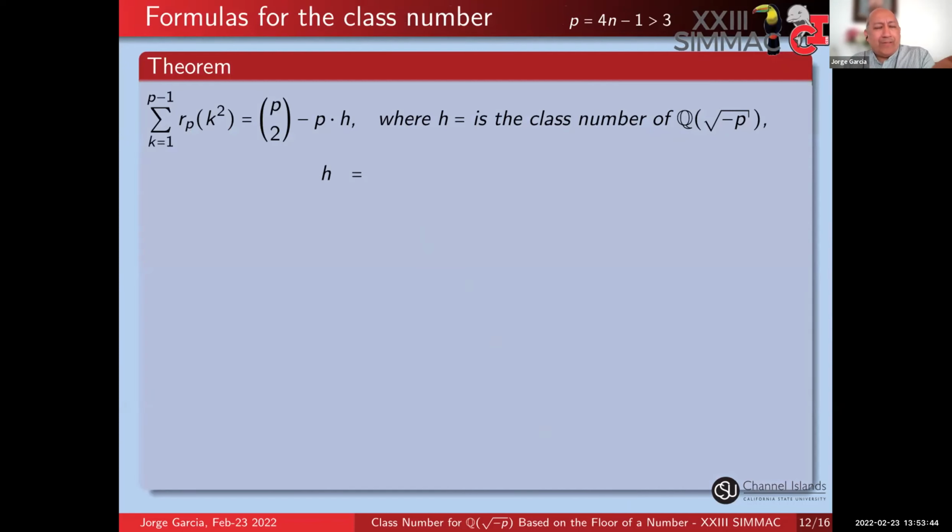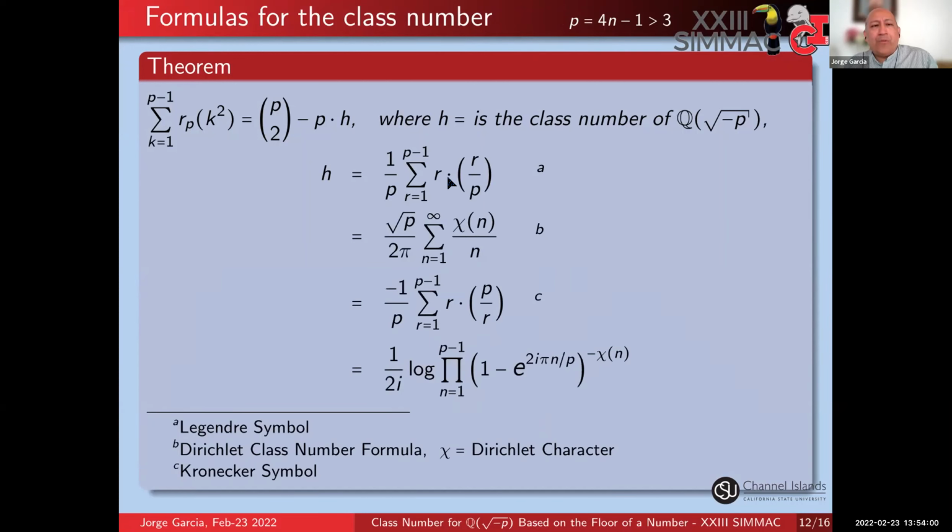So this is a theorem that I didn't prove, someone else did: the sum of the quadratic residues is this minus p times h, where h is the class number. And the class number can be given by this formula, or this formula, or this formula, or this formula. In formula A, this round parenthesis symbol is the Legendre symbol. This is called the Dirichlet class number formula. It's the most famous class number formula ever. And this symbol is the Dirichlet character. This one is the Kronecker symbol. And this is just another expression for the class number. Yes, they are all complicated, right?